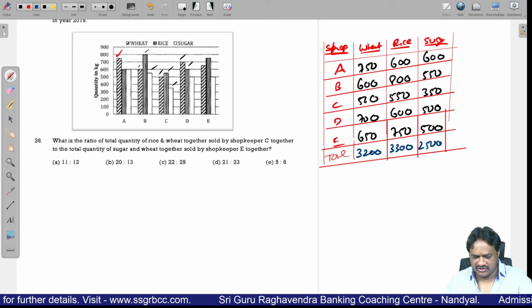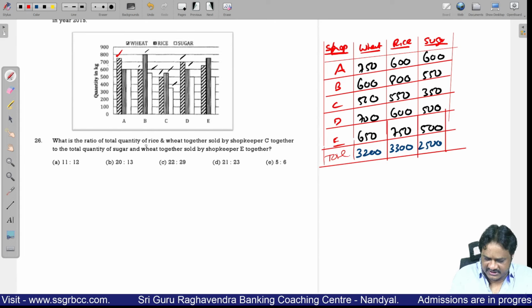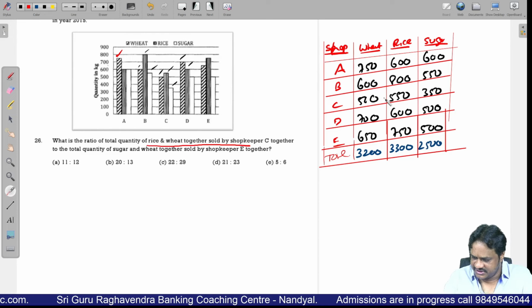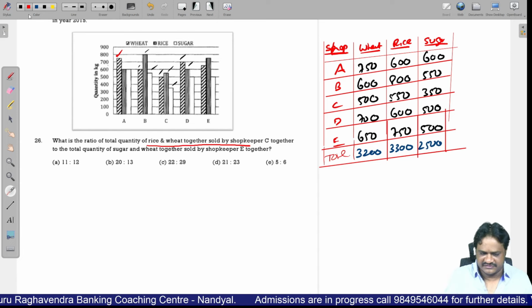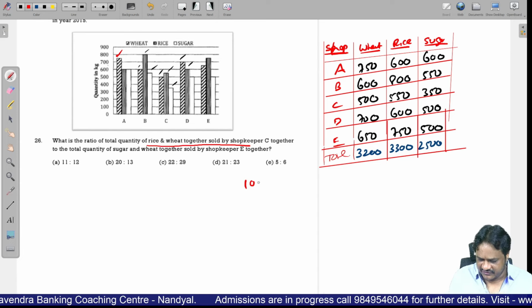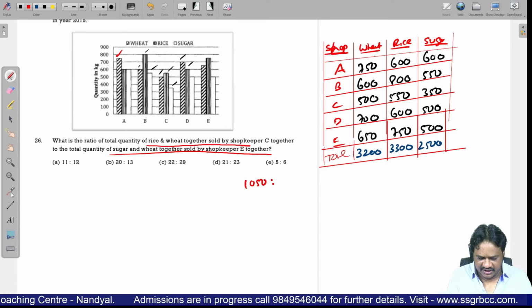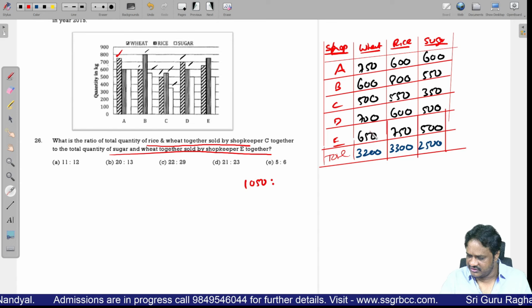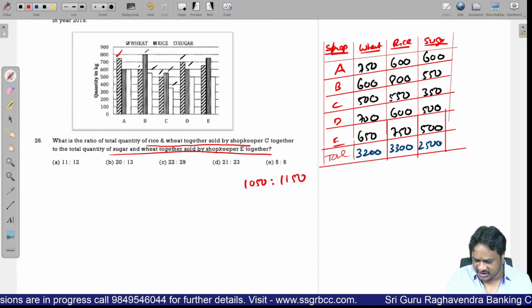What is the total quantity of rice and wheat by shopkeeper C? This is shopkeeper C. Rice and wheat total 500 plus 550, that is 1050. Now 1050 is to sugar and wheat by E. E sugar and wheat, 500 plus 650, that is 1150. We have to find the ratio.